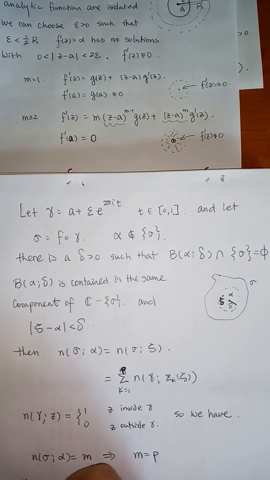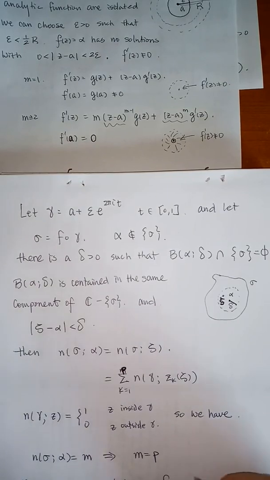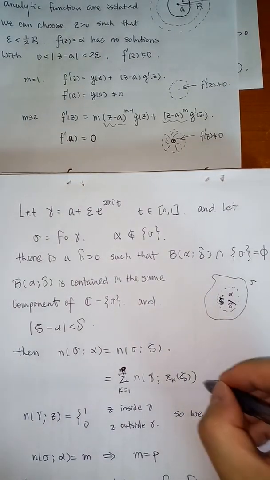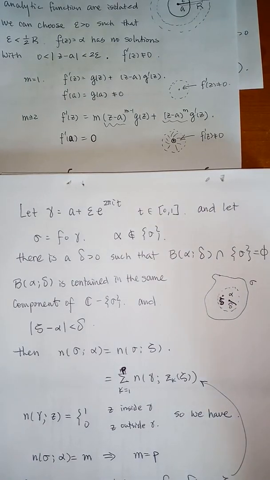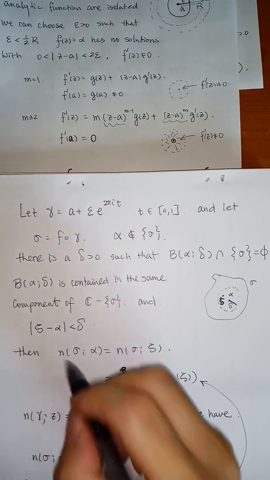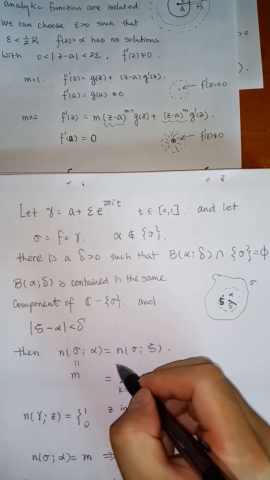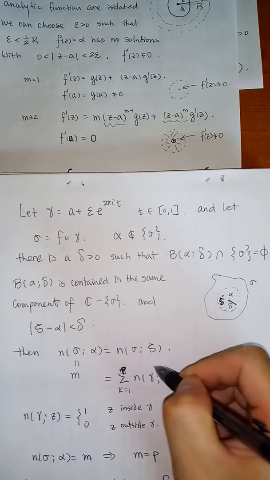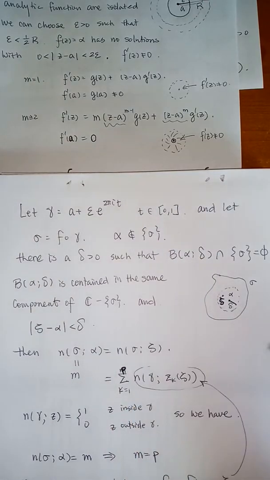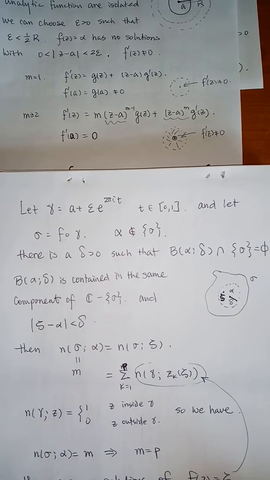There are M solutions of Fz equal to eta. Okay, so here this one is equal to M. So this part is M. And this part is M. You go to this place. This is either 1 or 0. So you must have P equal to M.